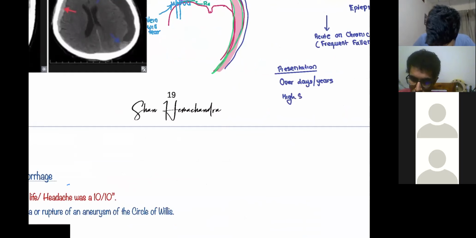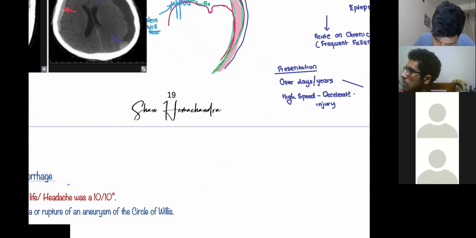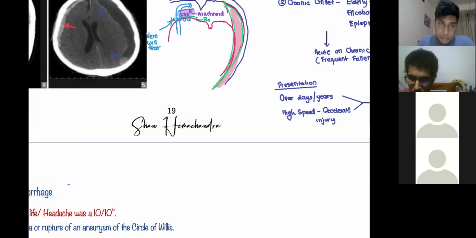high speed deceleration injury. So these patients can either be this or this, and they have unexplained fluctuating levels of consciousness. Look, what does this mean?